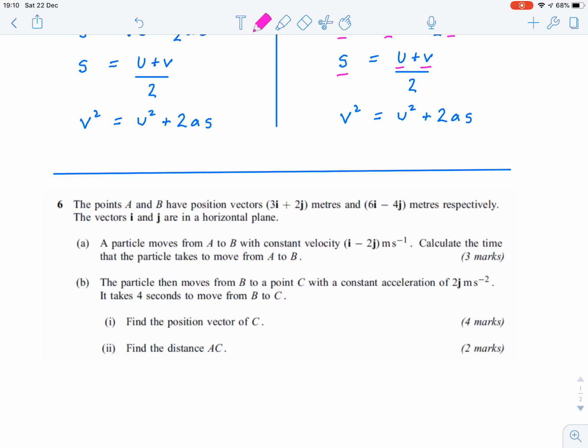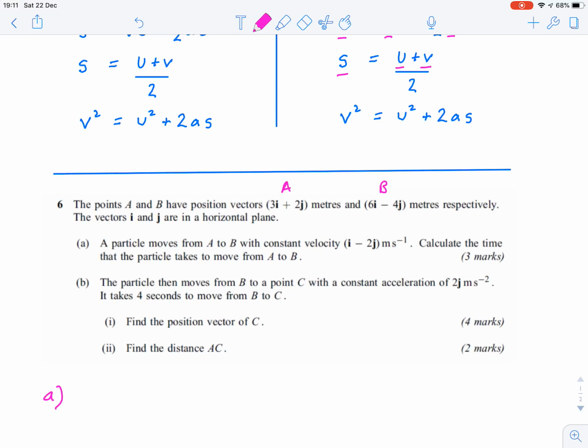The points A and B have position vectors 3i plus 2j and 6i minus 4j. So that one is A and that one is B. The vectors i and j are in a horizontal plane. A particle moves from A to B with constant velocity i minus 2j meters per second. Calculate the time that the particle takes to move from A to B.